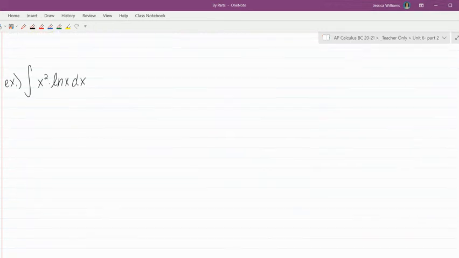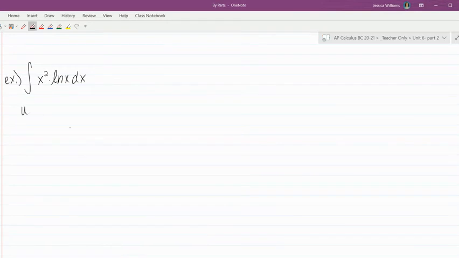Okay. So I need to pick a u and I need to pick a dv. And I just said to you that you should let your u be an x or an x squared or something that will reduce in power as you take its derivative. So if I let u be x squared, great, du is 2x dx. It got better. It's not a squared anymore. It's just a linear. That's better. So dv has to be natural log of x.